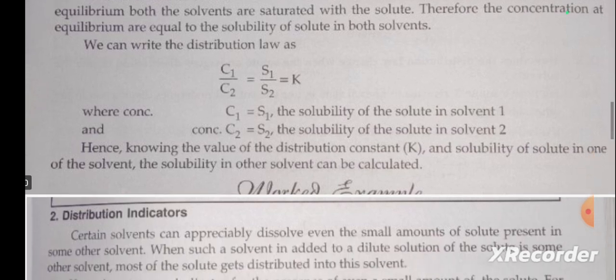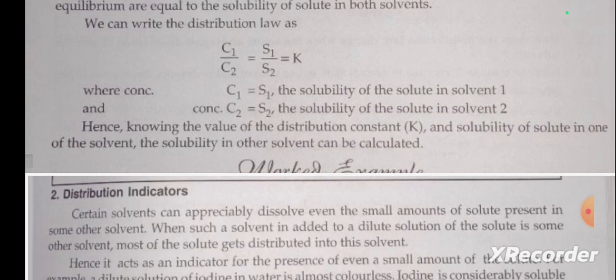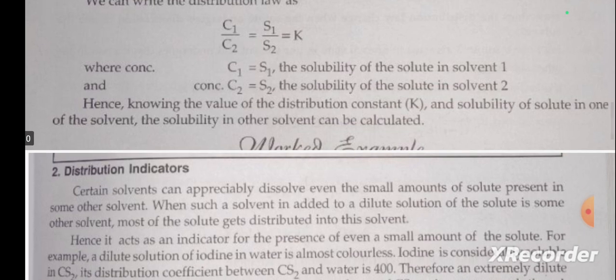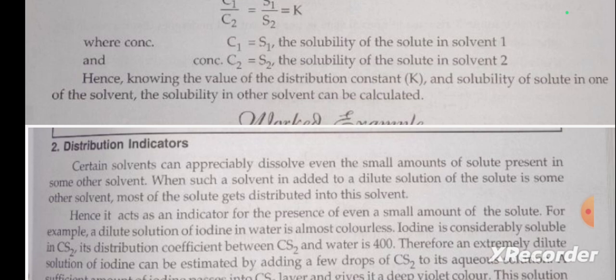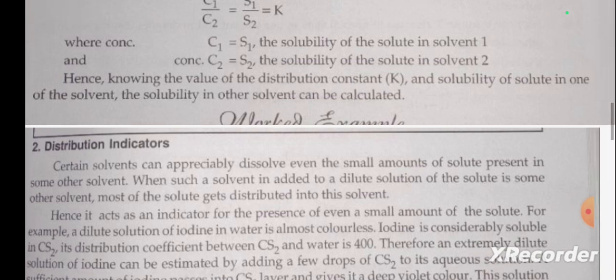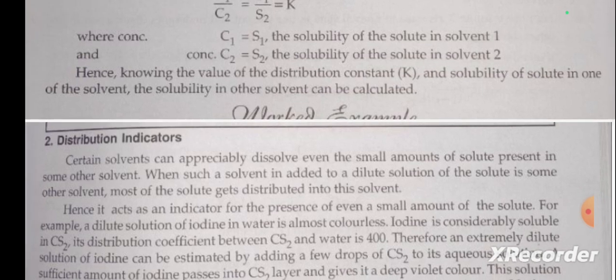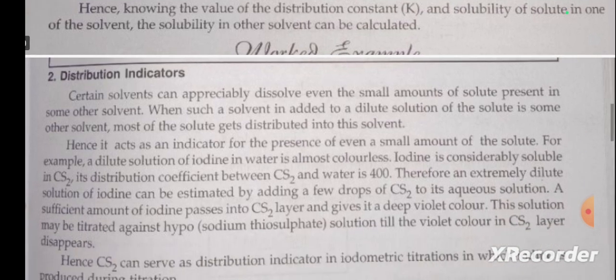C1 by C2 is equal to S1 by S2 is equal to K. C1 is equal to S1, the solubility of the solute in solvent 1. C2 is equal to S2, the solubility of the solute in solvent 2. Hence, knowing the value of the distribution constant K and the solubility of the solute in one of the solvents, the solubility in another solvent can be calculated.